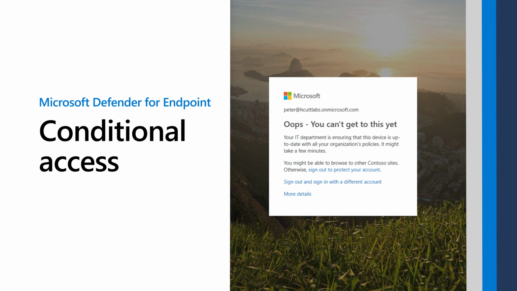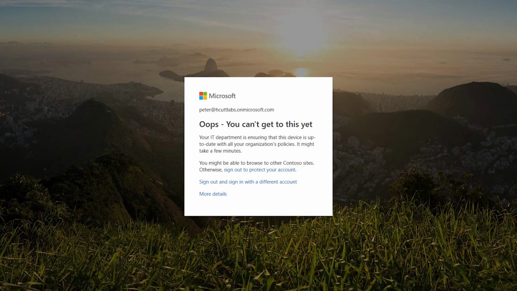Azure AD conditional access policies, based on Microsoft Intune compliance policies with Microsoft Defender for Endpoint device risk levels, can block at-risk devices. This video demonstrates how to configure this capability. There are 3 steps to configuring conditional access based on Microsoft Defender for Endpoint device risk levels.